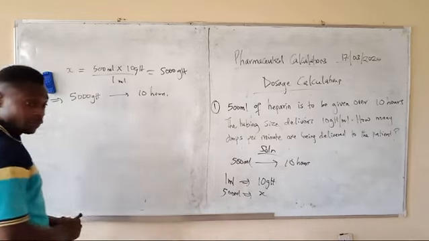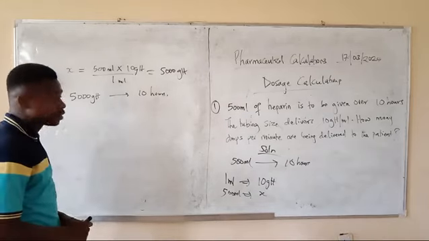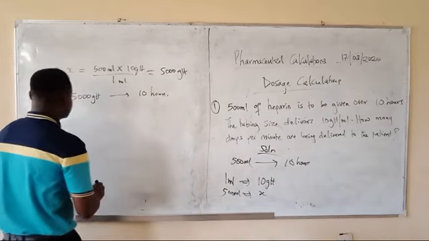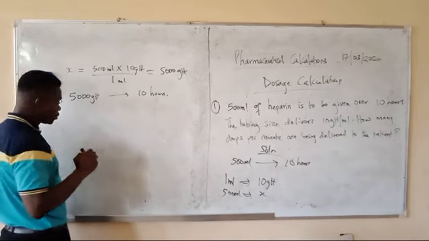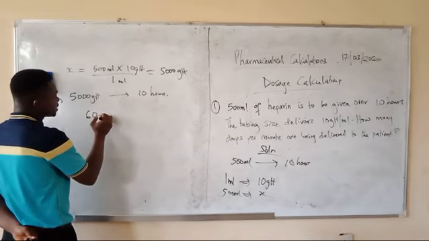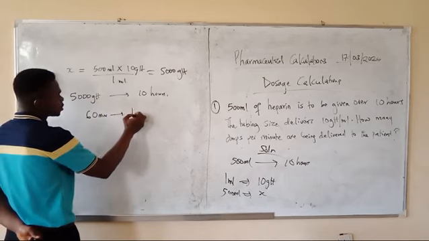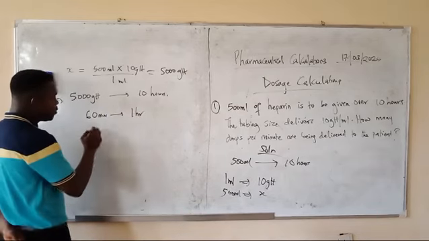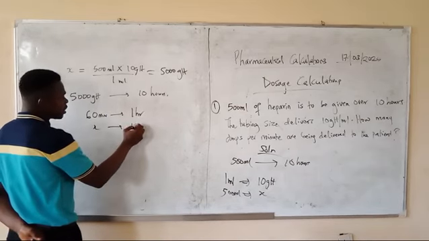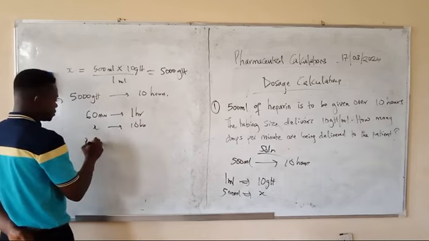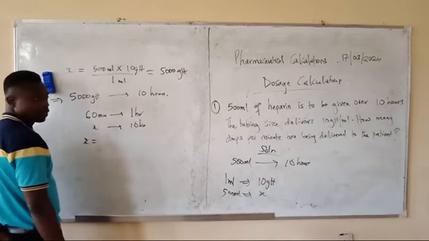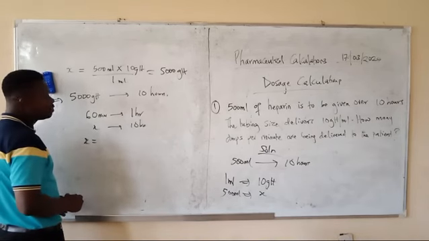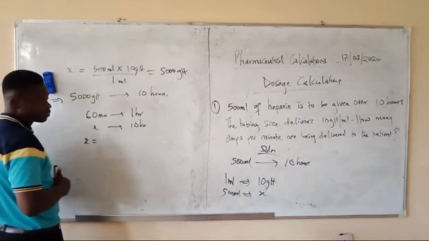Let's go. Are you following? How many minutes make 1 hour? 60 minutes. Good. So 60 minutes is equal to what? 1 hour. So how many minutes will make 10 hours? How many minutes will make 10 hours?